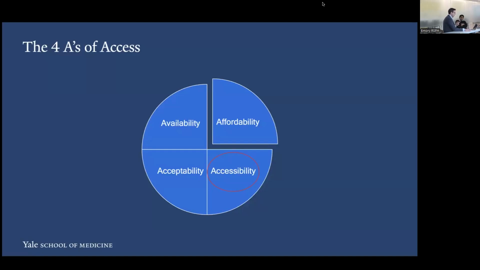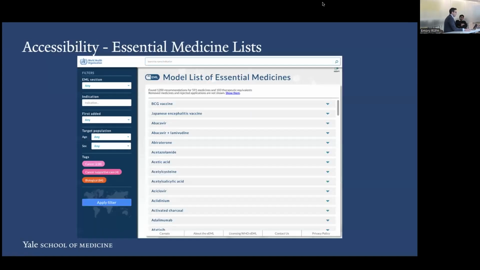We'll move on to accessibility. So how accessible are medicines to patients where they are? An important concept, just raise your hand if you know about the essential medicines list, if you've heard about that. Okay, so a number of folks, but I'll just spend a minute, not everyone. This is an example, a screenshot just from the WHO model essential medicines list. In order for medicines to be accessible in the public sector in a country like Uganda, those molecules need to be on the national essential medicines list. If they're not there, they don't make it into the country in the public sector.